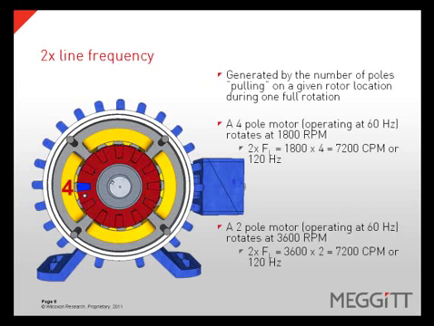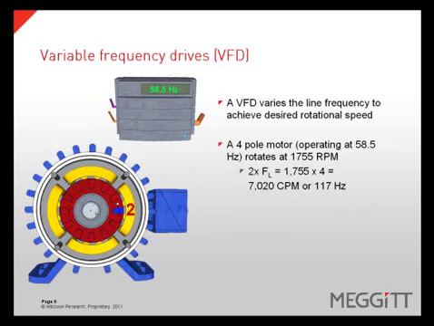With variable frequency drives, the motor speed is controlled by varying the frequency of the applied voltage. The same principle is applied in that the 2 times line frequency vibration is created by the number of poles pulling on the rotor at a given location during a full revolution.